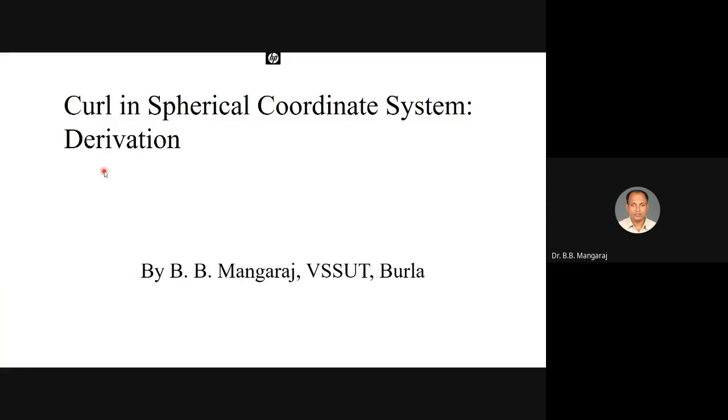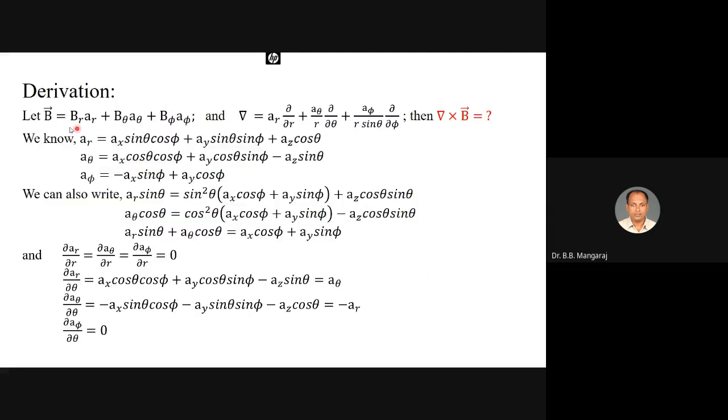In this presentation, we'll derive curl in spherical coordinate system. Let vector B be equal to B_r a_r plus B_theta a_theta plus B_phi a_phi, and vector differential operator del equal to a_r del by del r plus a_theta by r del by del theta plus a_phi by r sin theta del by del phi. Here a_r, a_theta, a_phi are unit vectors in spherical coordinate system.